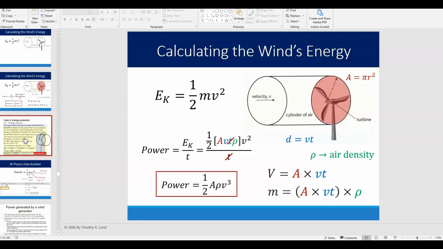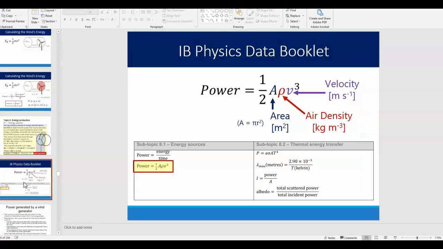All right, so let's take a look at some examples. This is basically showing you the data booklet itself. Under topic 8.1, which is where we're at, there's the equation.